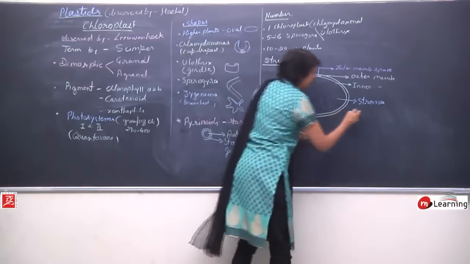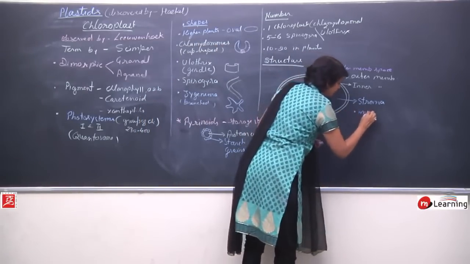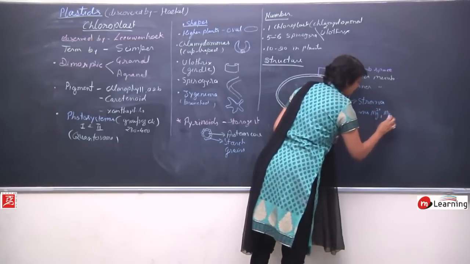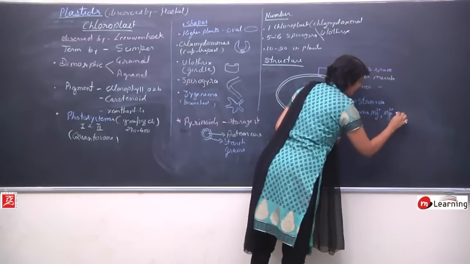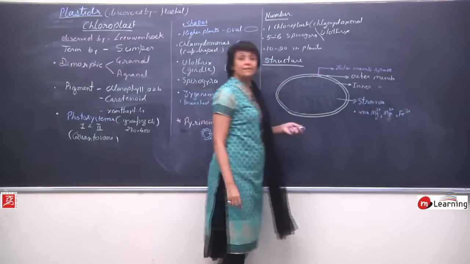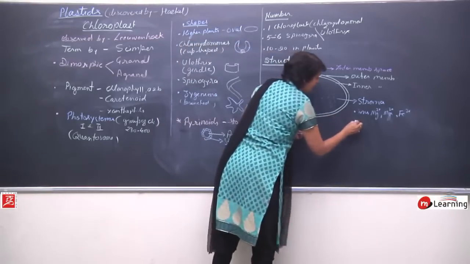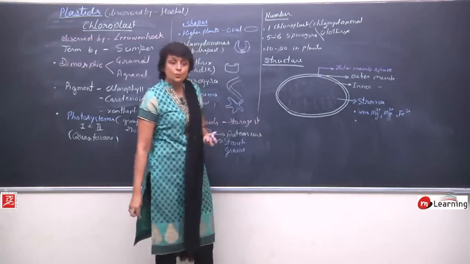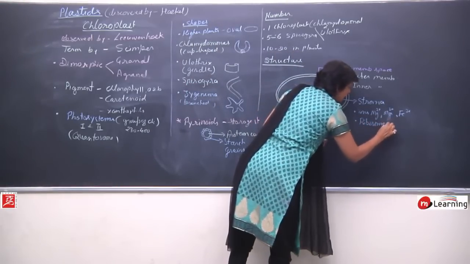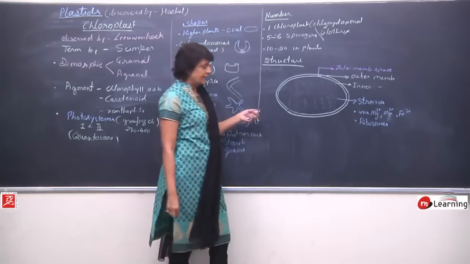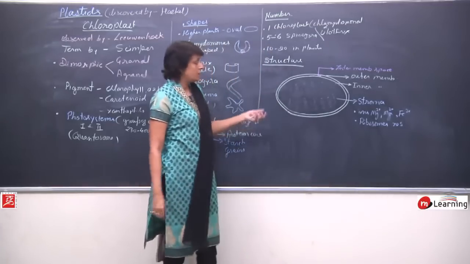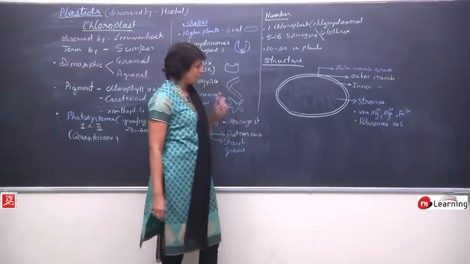Stroma has divalent ions, that is magnesium, manganese and ferrous ions. All divalent ions are present. In the matrix or stroma are also present ribosomes. These ribosomes which are present in plastids are 70S type, same as what is seen in mitochondria as well as in prokaryotes.